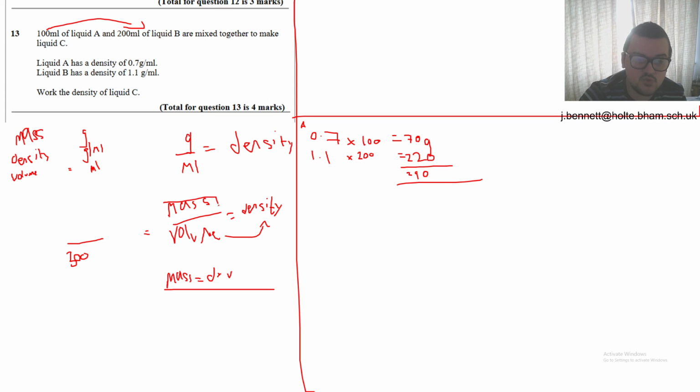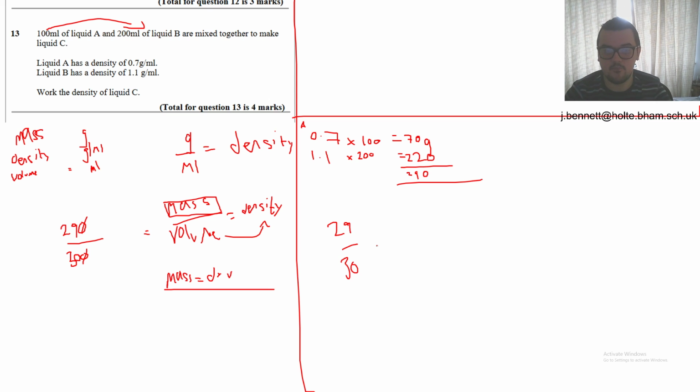So our mass, which we were looking for here, is 290. We can simplify this by just getting rid of the zeros. Now we have our answer of 29 over 30. We're going to try and express this in terms of decimals, just for the sake of the question.